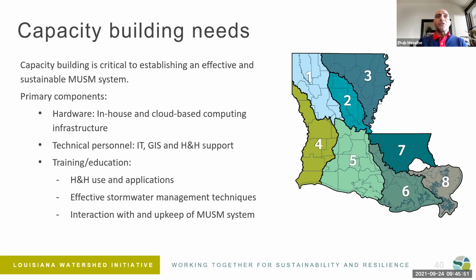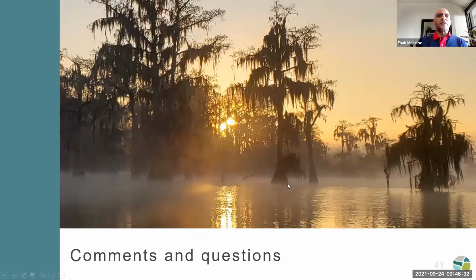And again, an important component is training and education. So basically training on H&H use and applications, training on effective stormwater management techniques. There is an upcoming webinar, for example, about using nature-based solutions for improved floodplain management activities and techniques. We're also talking about training to help stakeholders understand how to interact with and upkeep the system. So there's a lot of training activities that will help with the capacity building. These are summary activities. There is a section in the report that also talks about this. Next slide. And I believe that's my last slide.